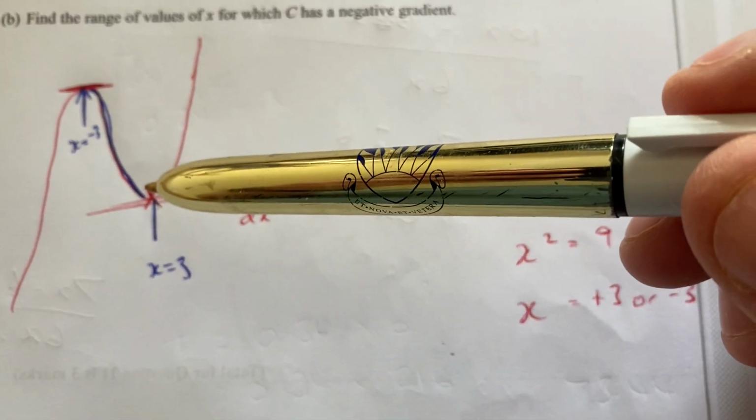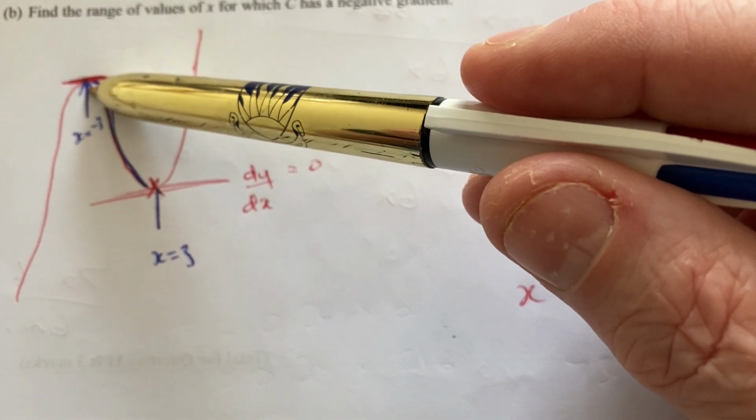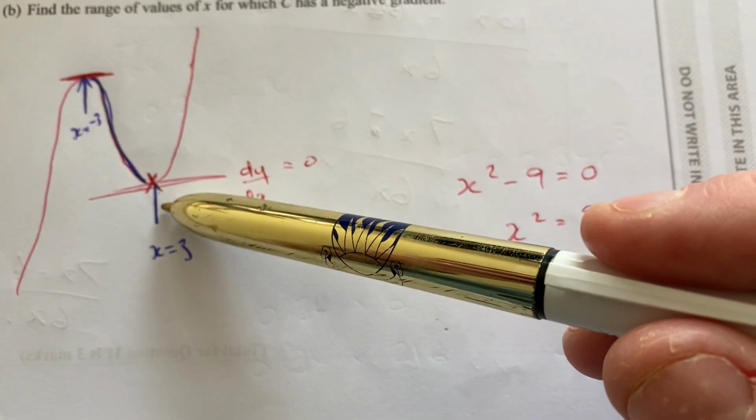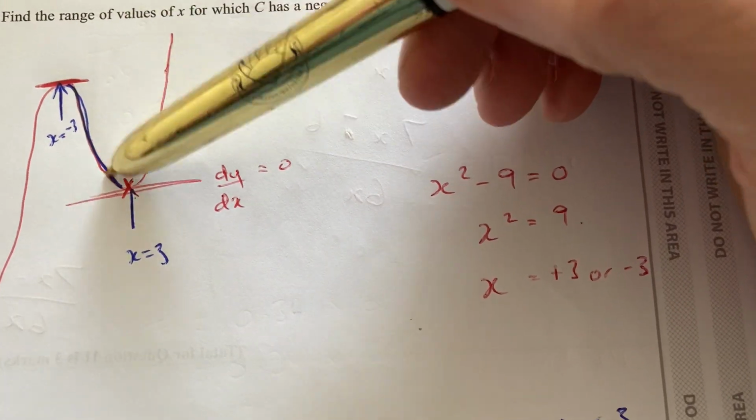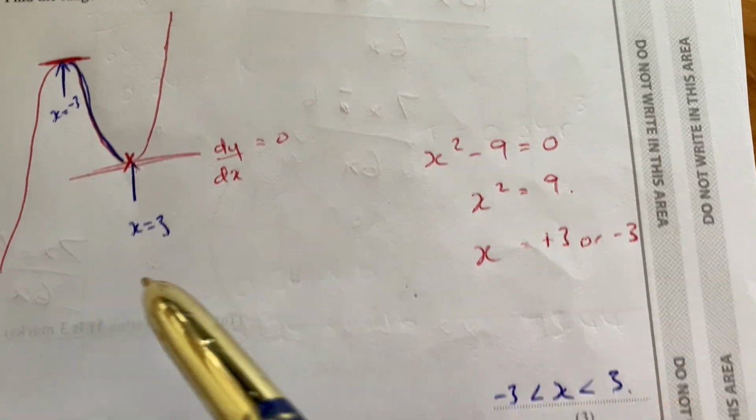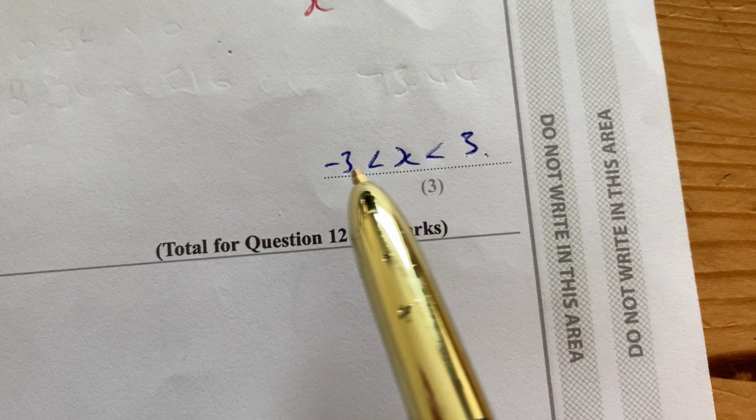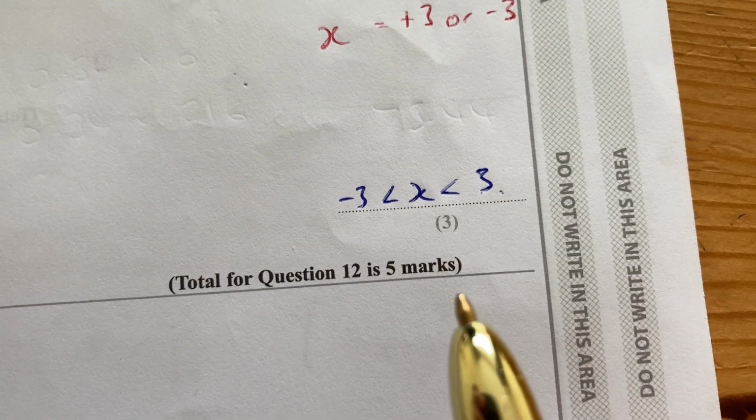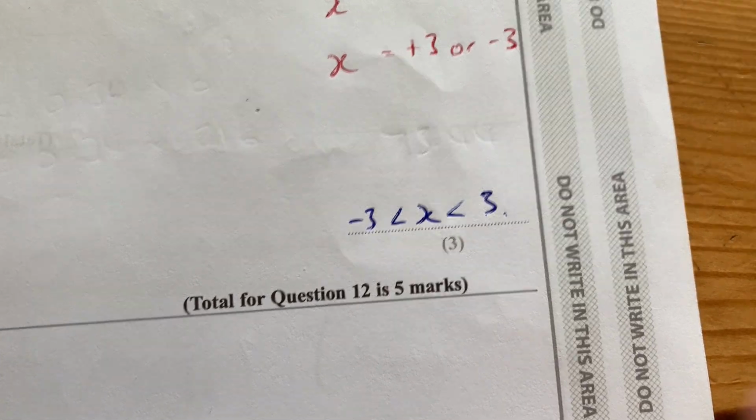Obviously minus 3 on a graph would be to the left. So this happens when x is minus 3, and this one happens when x is 3. And where this curve has got a negative gradient is between the two values there. So the x number would need to be between 3 and minus 3, with no equal signs on there, to give the negative gradient.